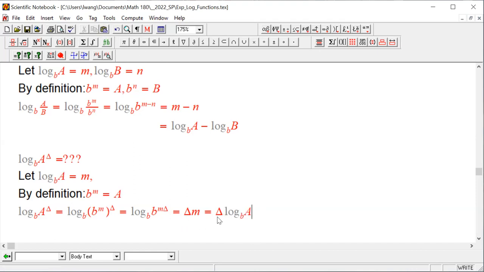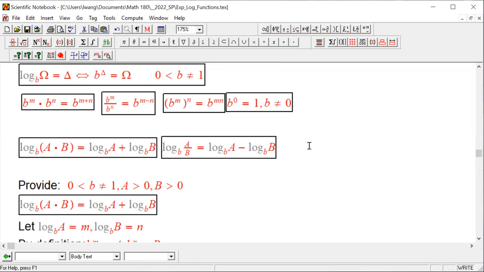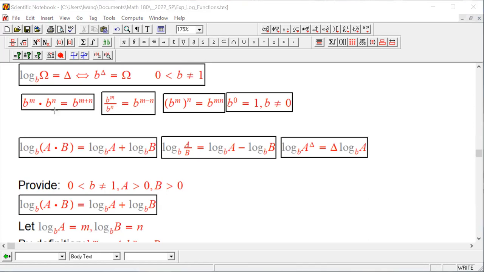Okay, so what do we get? In this case, we bring the power down to the front of the logarithm. So this is the third very important property right here. And these three properties are connected. These two are related, and these two are related, and these two are related.